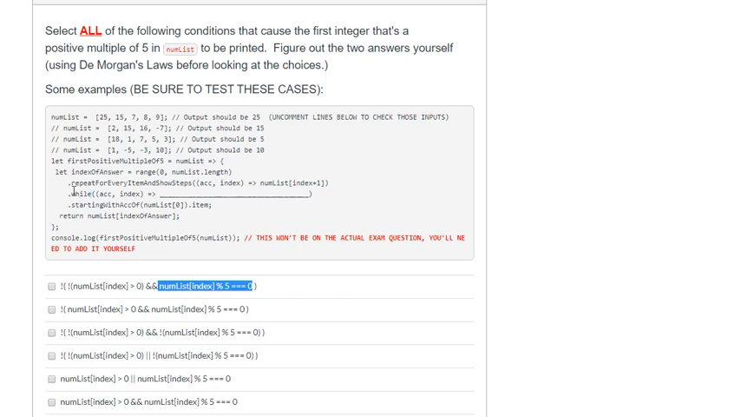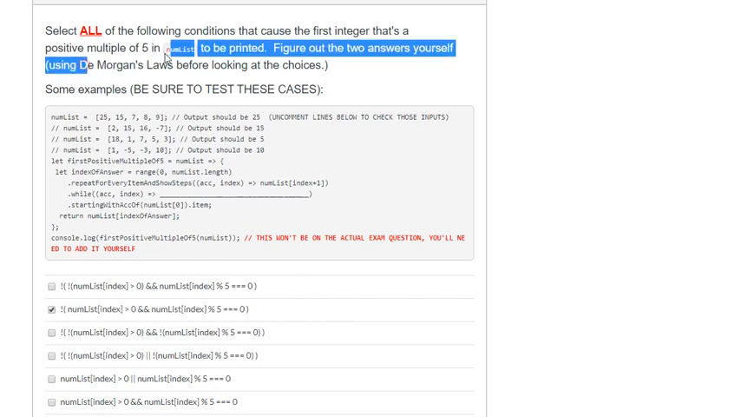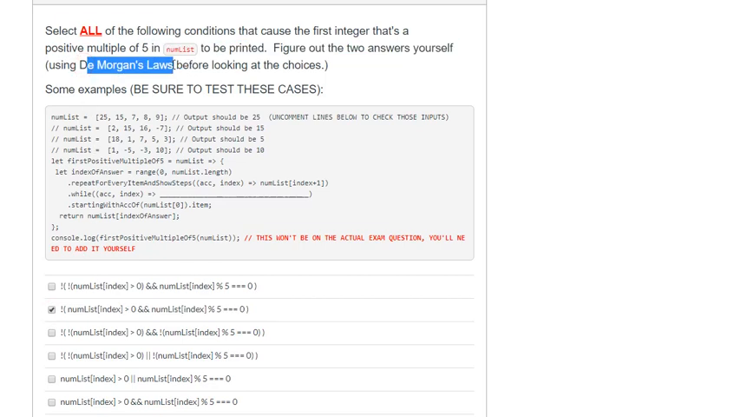And remember that since this is a while, that means you want to continue while it's not true, right? So remember, just put a not in front of what you want to put for until. So here, this is what we wanted to put in the until: num list of index is greater than 0, and num list of index % 5 is equal to 0, right? It's a positive multiple of 5, but since we're doing a while, we put a not in front of it, right? So this would be one of our answers. Now I said to use De Morgan's laws to get the other one, right?